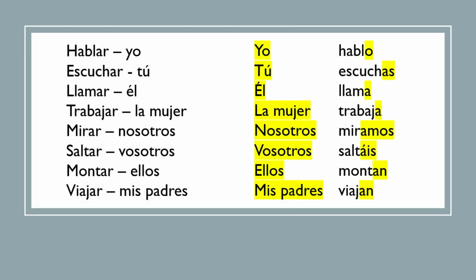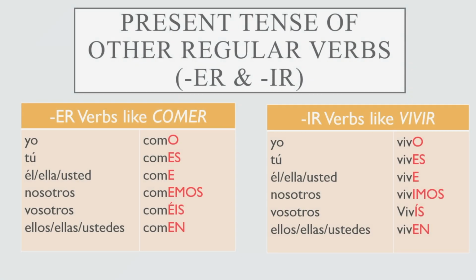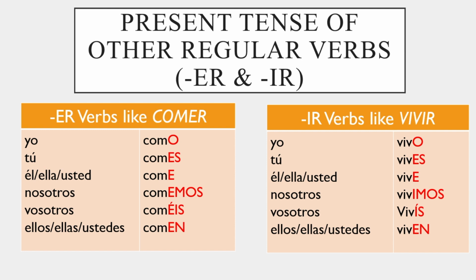You can pause the video to read these examples to understand better. And of course, you can rewind the video too. Now, let's look at the ER and the IR verbs. If you look at these examples in this table, you will see that they are very similar in the way they are conjugated, except for the nosotros and vosotros forms. Observe and notice that comer will keep the E: comemos, coméis, whilst vivir will keep the I: vivimos, vivís.